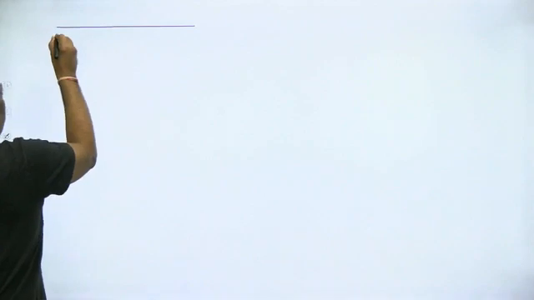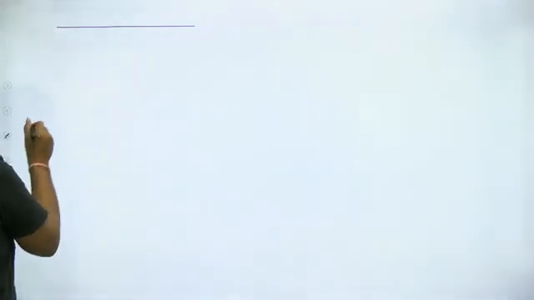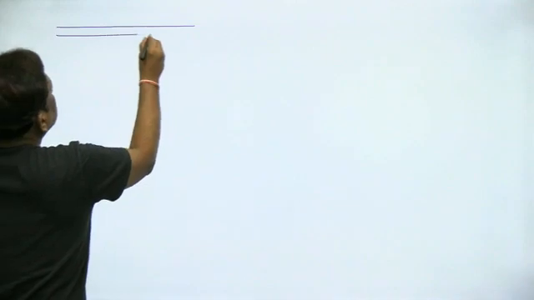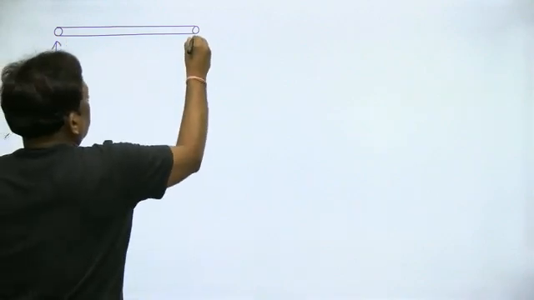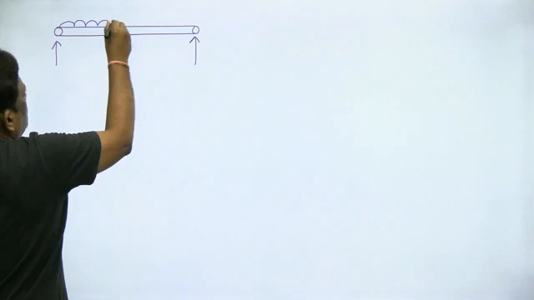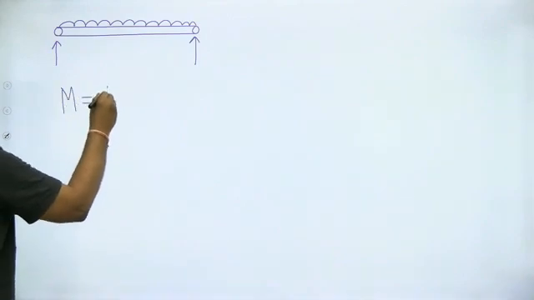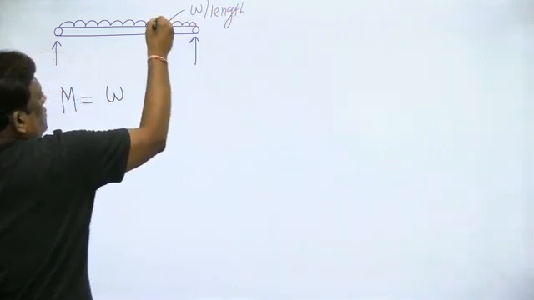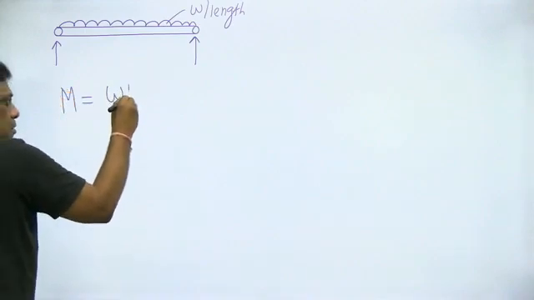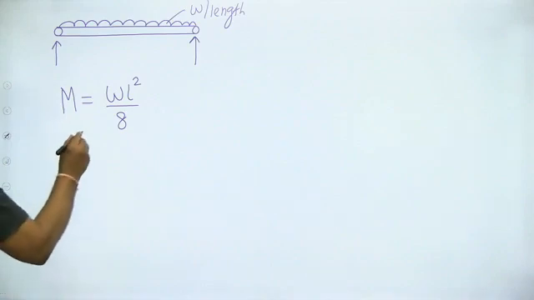You know, my dear students, when a shaft is subjected to a uniformly distributed load, we know that the maximum bending moment is given by, if the uniformly distributed load is w per unit length, wL square by 8. Okay, let's calculate w.